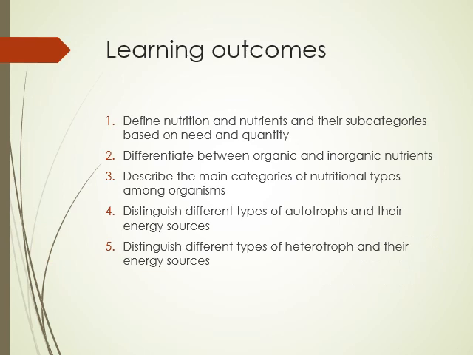At the end of the topic, the student should be able to define what is nutrition, what is nutrients, and what are their subcategories based on the need and the quantity. You should be able to also differentiate between organic and inorganic nutrients, describe the main categories of nutritional types among organisms, and lastly, distinguish different types of autotrophs and heterotrophs and their energy sources.